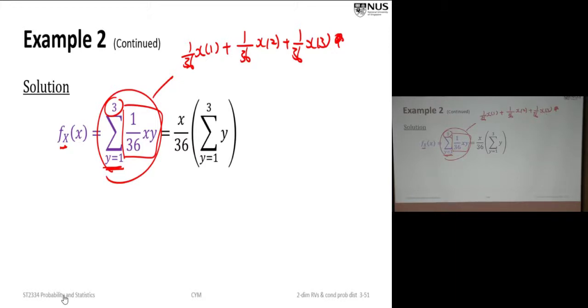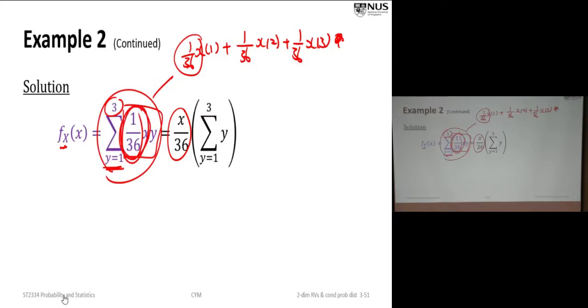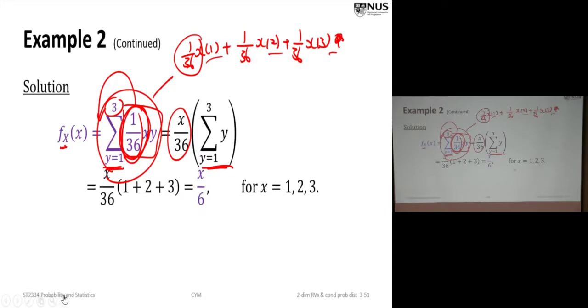But you notice that every term, there are 3 terms there, every term has x over 36. So I bring this out as a common factor. What is left behind are those y. So I take this 1 over 36 times x out of the summation sign. So I just sum over the y from 1 to 3, so basically sum 1, 2, 3. That's how you do it. So it's equal to x over 6, where x equals 1, 2, 3. And if x does not equal 1, 2, 3, the f of x is 0.